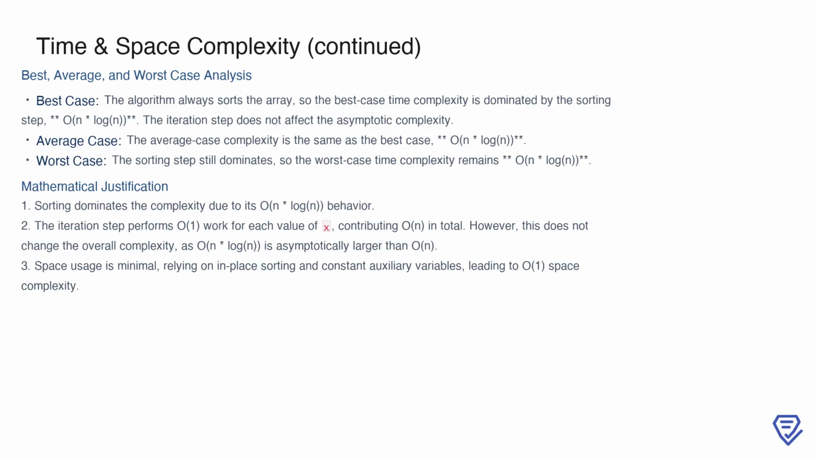From a mathematical perspective, the sorting step's O(n log n) time complexity outweighs the O(n) contributed by the iteration step, which is asymptotically smaller. On the space side, the algorithm relies only on in-place sorting and constant auxiliary variables, ensuring an overall space complexity of O(1) across all scenarios.